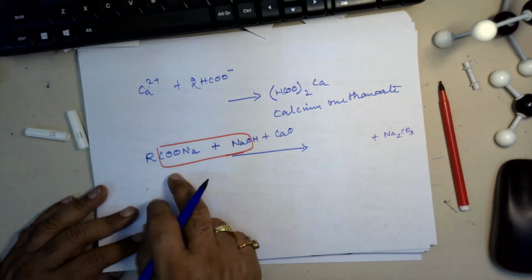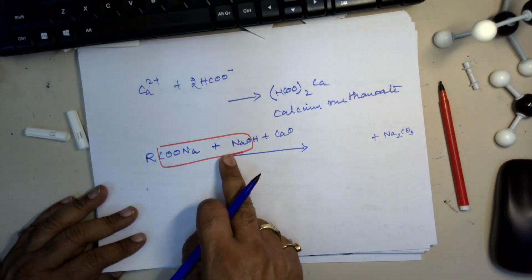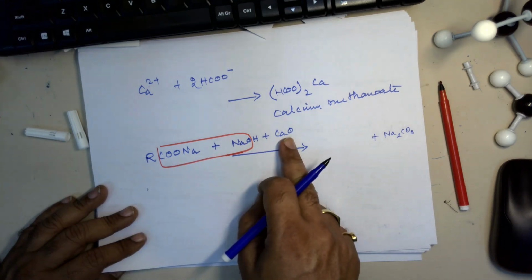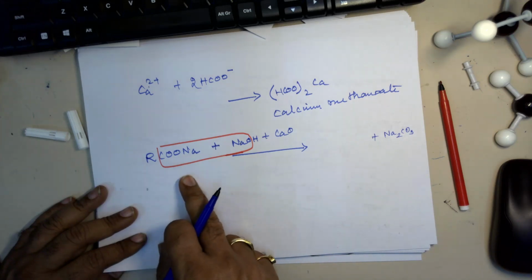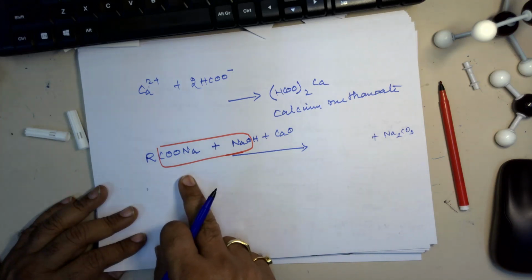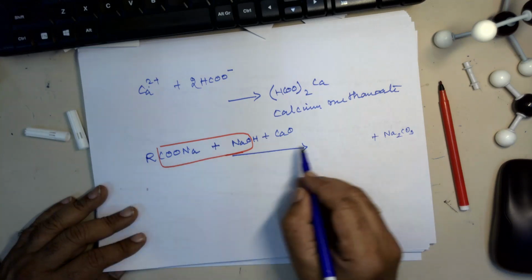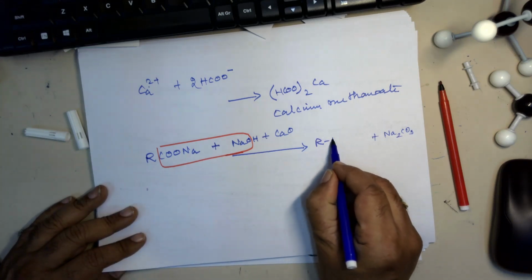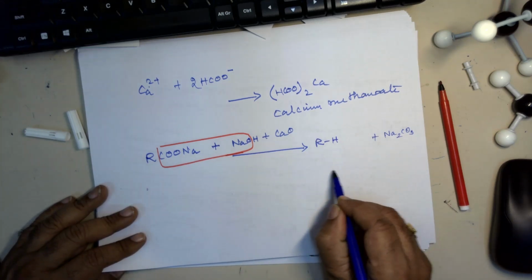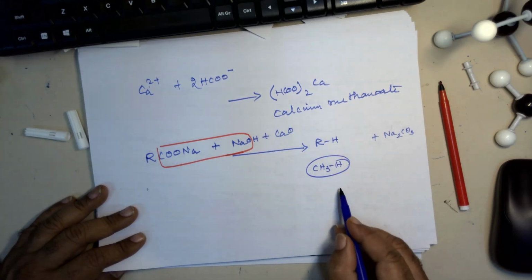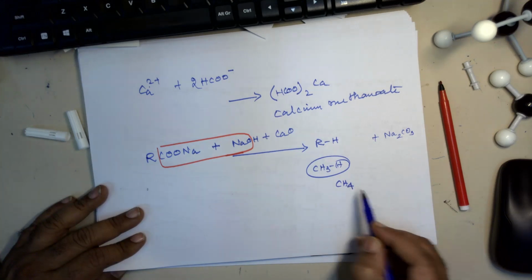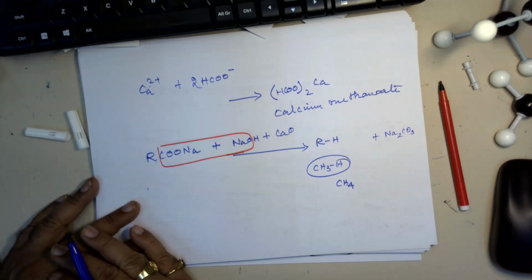When you take any salt and treat it with sodium hydroxide in the presence of calcium oxide, this kind of reaction takes place. So what do you call this process? Decarboxylation. So when it takes place like this, what you are able to get is RH. R means what here? CH3. And when it combines with the H, what is the alkane you are able to get? CH4. Do you understand? Shanvi, got it? Prisha?